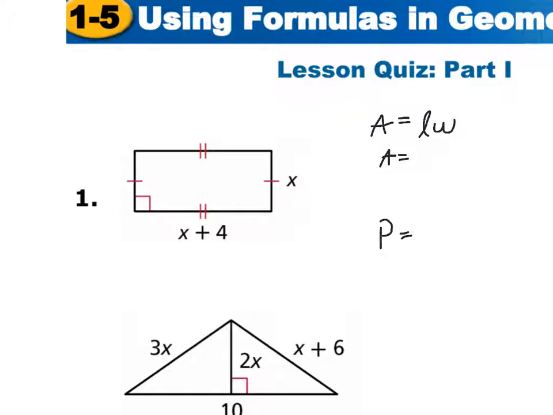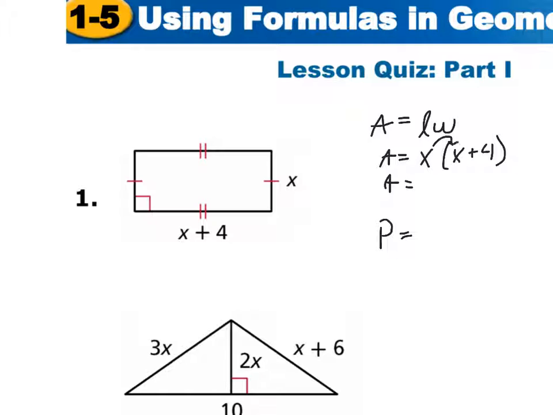Alexis? Yeah. So the length is the x, and what's the width? X plus 4. It doesn't matter which one you put first, which one you say the length is, which one you say the width is. If I'm multiplying 3 times 4, what's the answer? 12. If I'm multiplying 4 times 3, what's the answer? 12. So when you're multiplying, it ends up being the same thing. Okay? So it doesn't matter which one you call the length and which one you call the width.